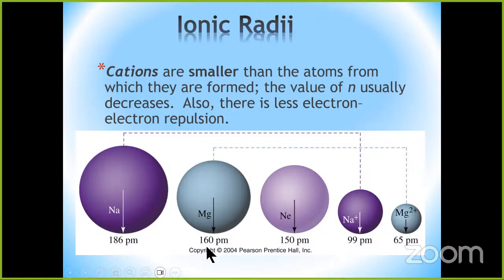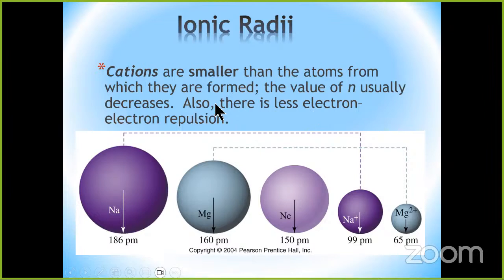Let's look at magnesium. Magnesium has a size of 160 picometers, but over here, the size of the magnesium ion is 65 picometers. So this is even more than half the size of the original atom, all right? Why is that so? Well, that explanation is actually given right here.